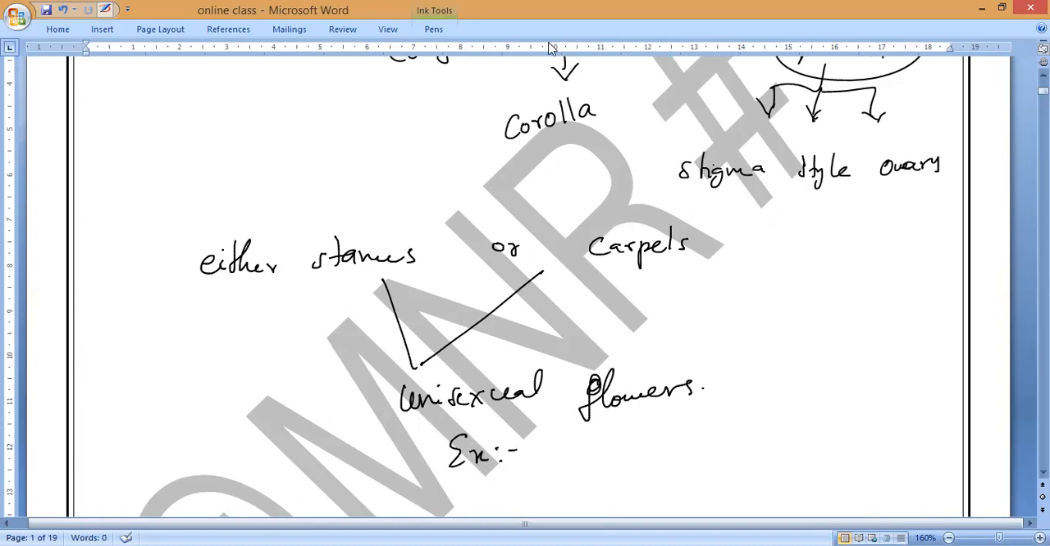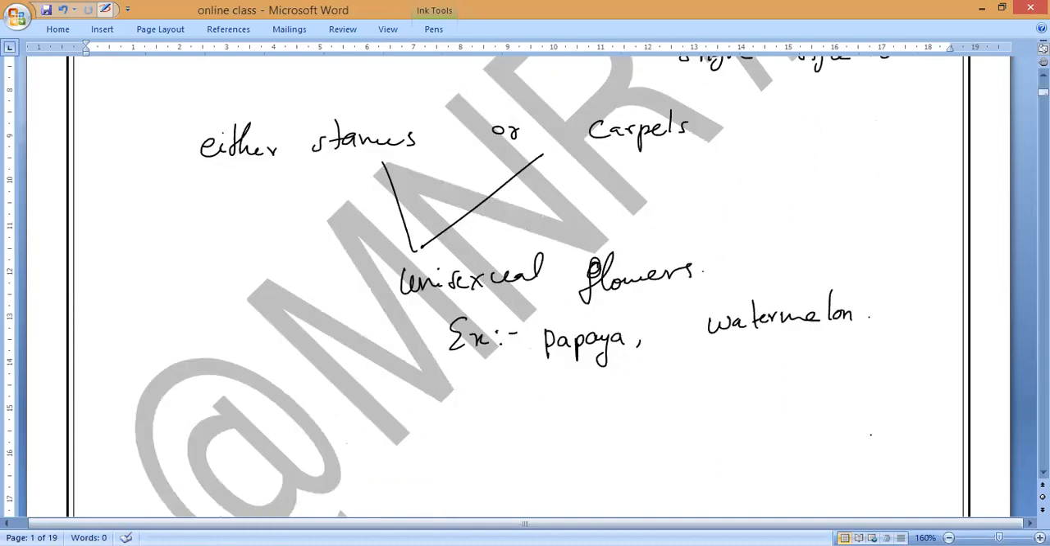So if you take examples, please note them down. Can anybody say examples of unisexual flowers, please? Kavya, Kumaira, anybody? Prahasini, papaya, you can take. So papaya is an example of a unisexual flower, and you can take another example, watermelon. Watermelon and papaya are unisexual flowers. Next, you can keep the heading here, unisexual flowers. So what are unisexual flowers, guys? The flowers which contain only one sex organ, either stamen or carpels, are called unisexual flowers.